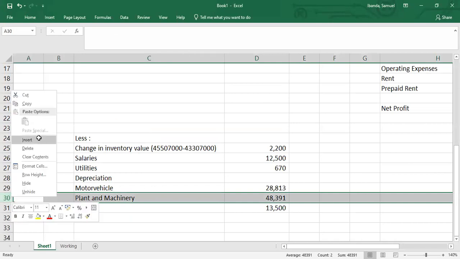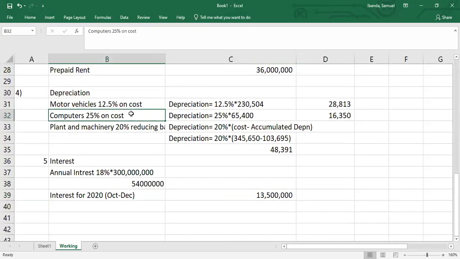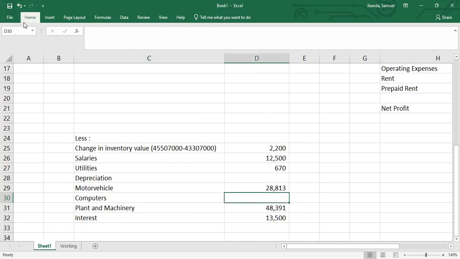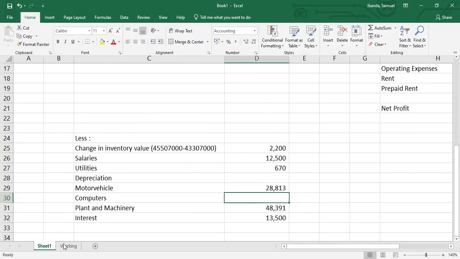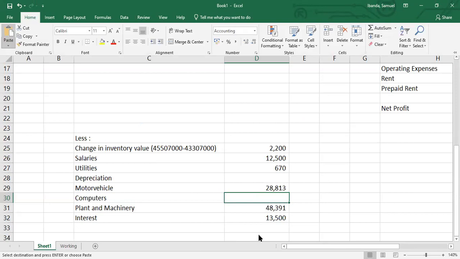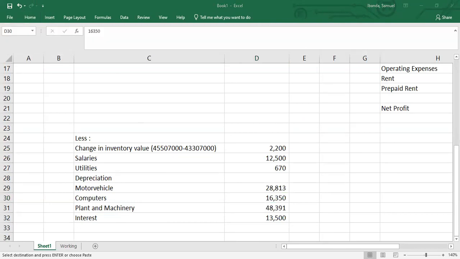I think I calculated them. I hadn't recorded this depreciation for computers. It was under the category of depreciation. So that right there. Okay. It's 16,350. Yeah. So interest, we have recorded that.